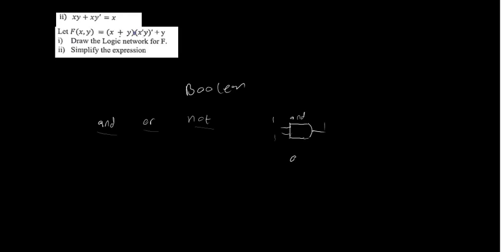Then you have the OR gate, which is this other guy here, right? The OR gate gives a 1 as long as any one of these is 1. So if this is a 1 and this is a 0, this will give us 1. If this is a 0 and this is a 1, this will give us 1. But if both are 0, then it gives us a 0.